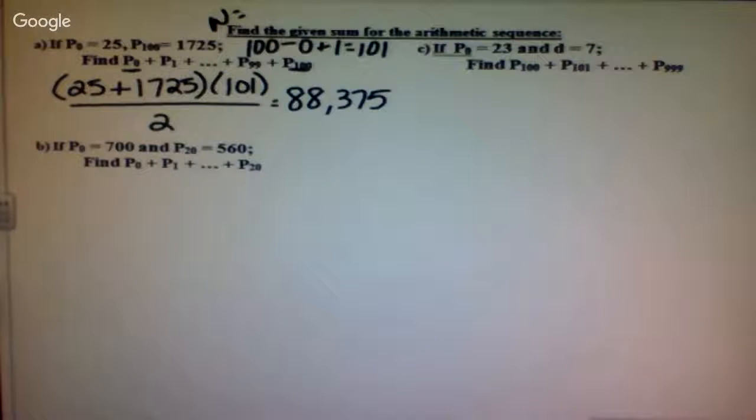So part B. I don't even understand what we just found. What is that number even supposed to represent? The sum of all the numbers that are listed between P sub 0 and P sub 100.